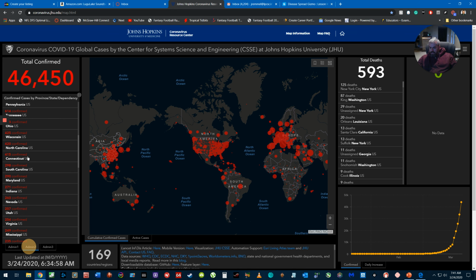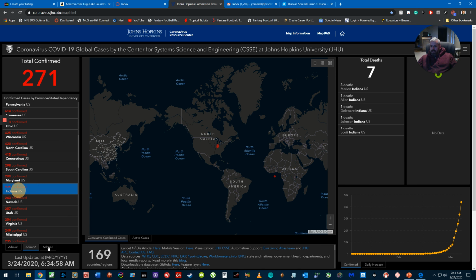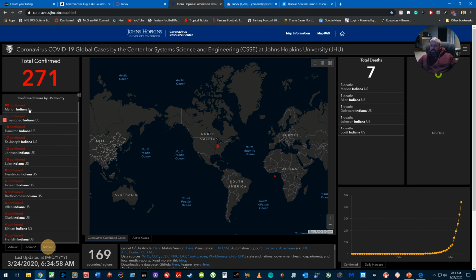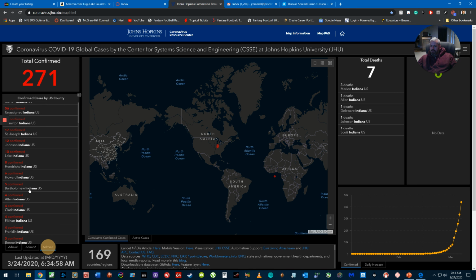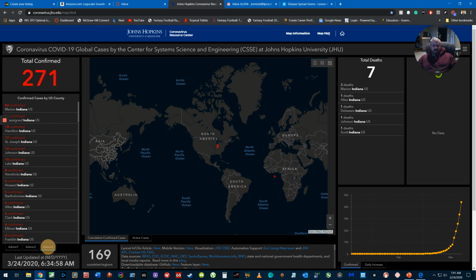Let's see where Indiana is. Indiana looks like 271. But if you click on that, okay, and then you go to the next tab, it will break it down by county. So then you can look and see how many are in each county as well. It also shows you, unfortunately, how many deaths there are for counties or whatever. And this gets pretty much updated all the time.